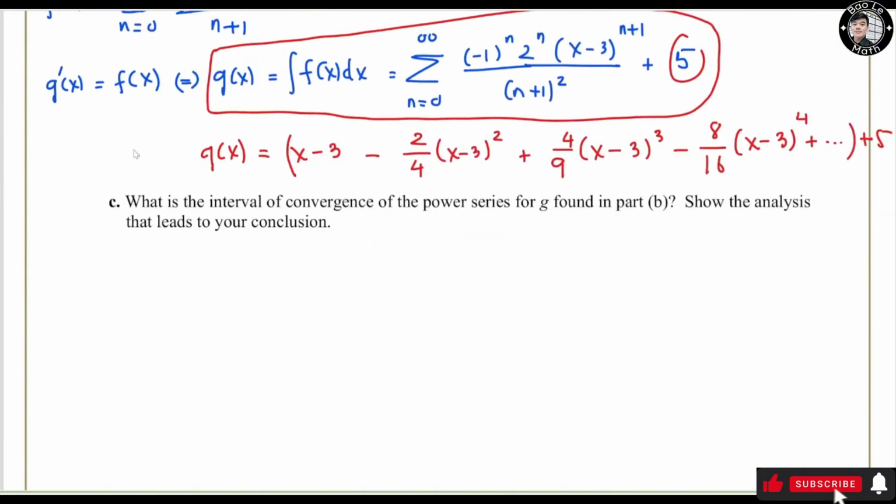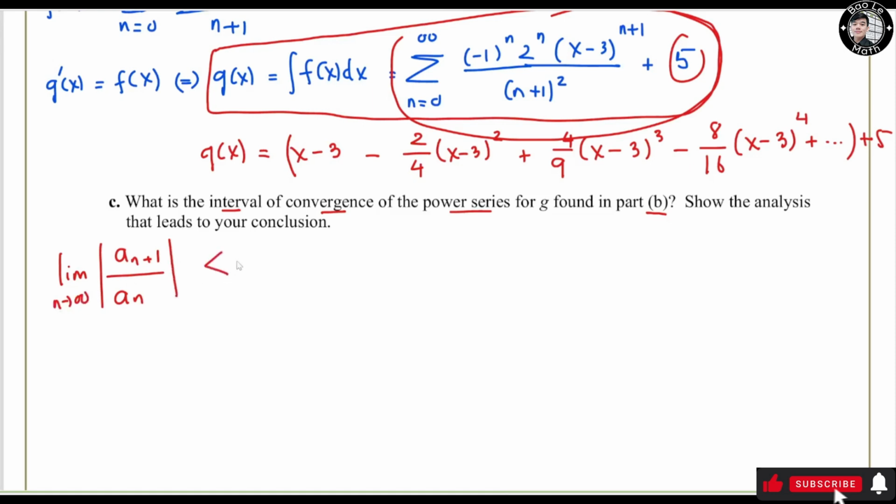Now question C. What is the interval of convergence of the power series for the function g found in part B? Alright, it's going to be right here. So we're going to use the ratio test. We have the limit of the absolute value of a sub n plus 1 over a sub n as n approaches infinity. This must be less than 1.